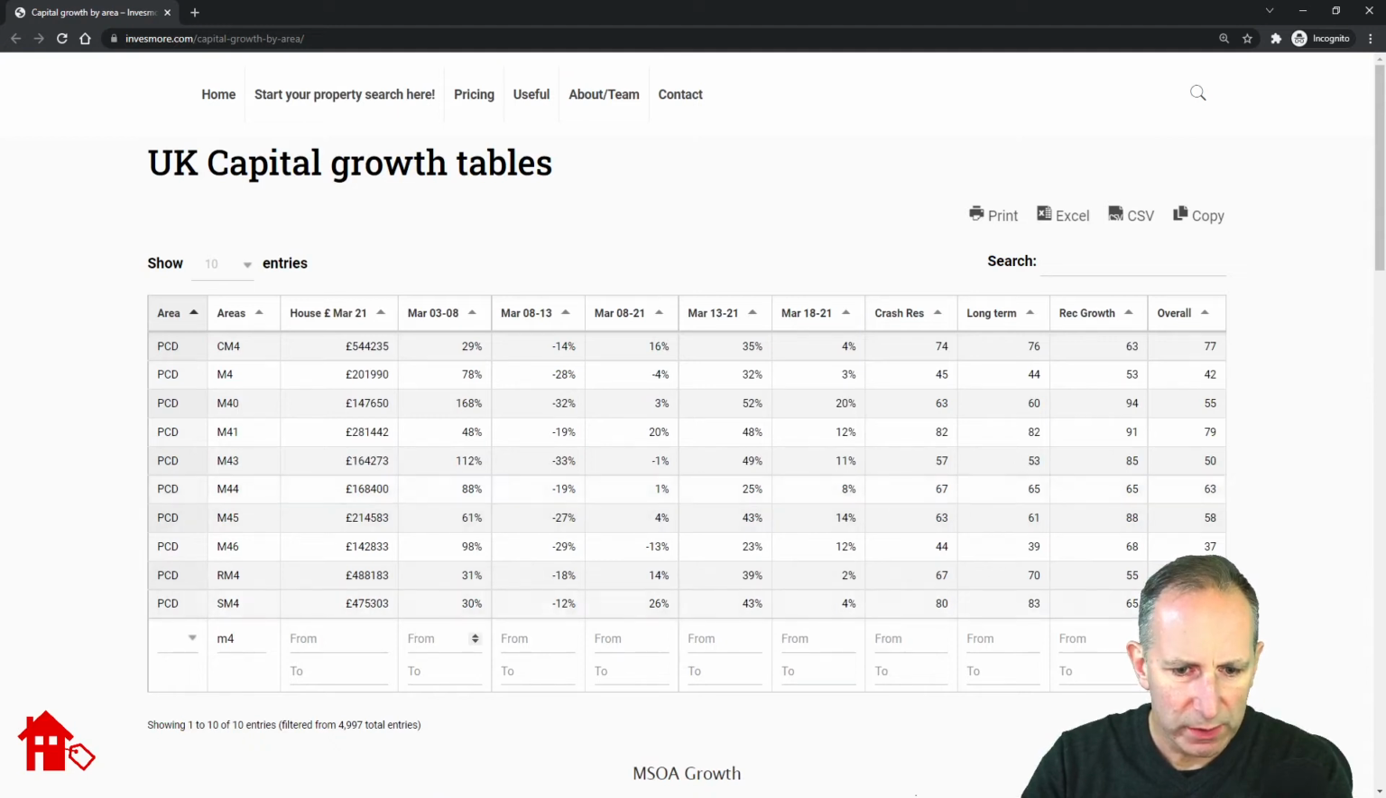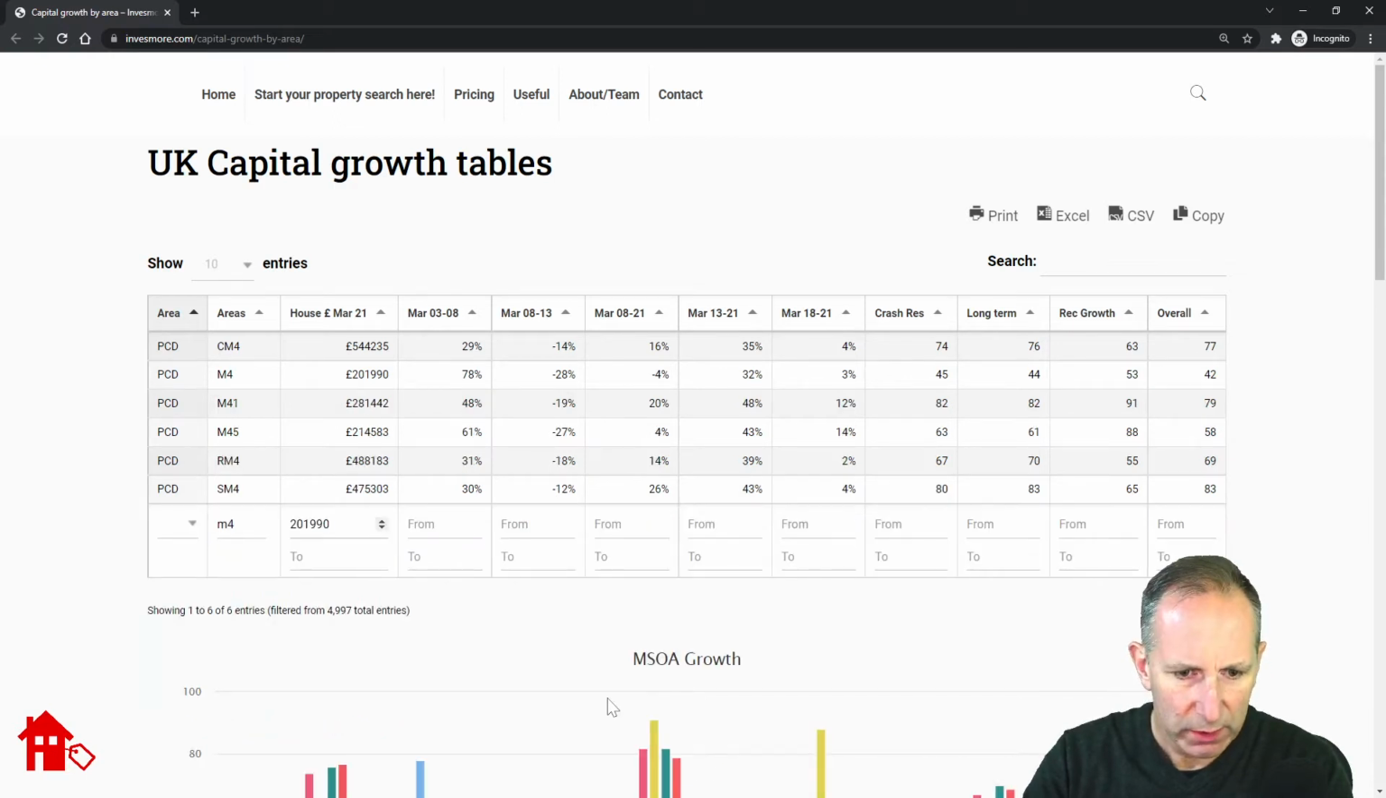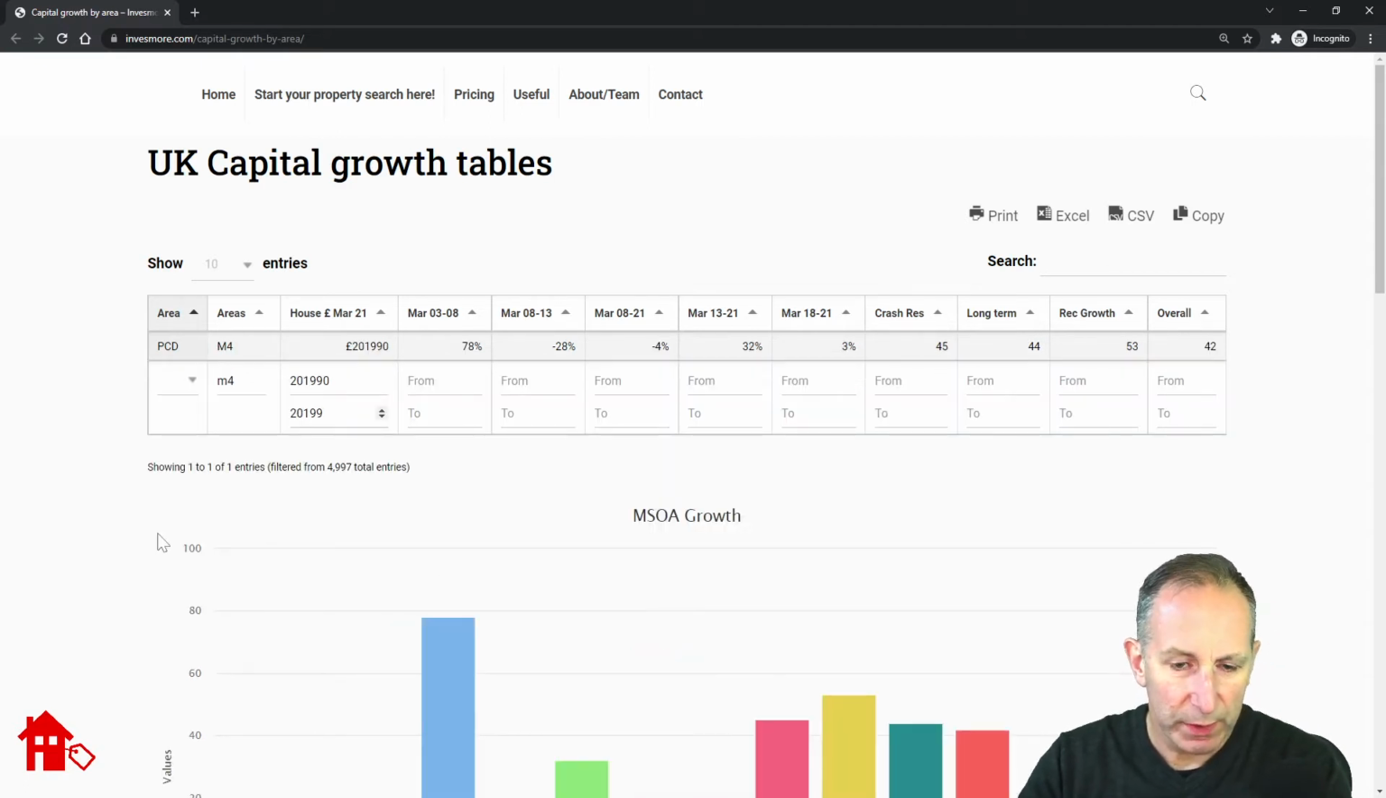Now, if you have a situation like this and you want to look at the graphs as well, then the easiest thing to do is just to pick a unique variable. So you know M4 201990. So let's just do that. Now I know it's a little bit of a faff, but it's part of the limitations with this table that I've found.